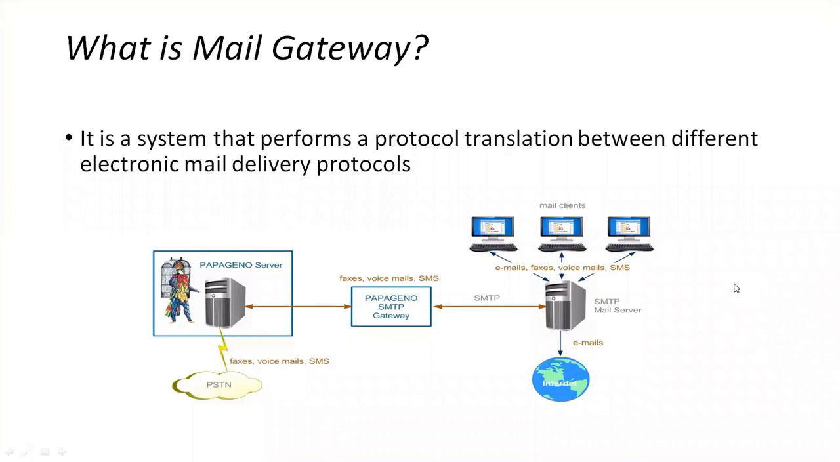What is mail gateway? It is a system that performs a protocol translation between different electronic mail delivery protocols. The mail gateway is a machine that handles connections between networks that run different communication protocols or communications between different networks that use the same protocol.